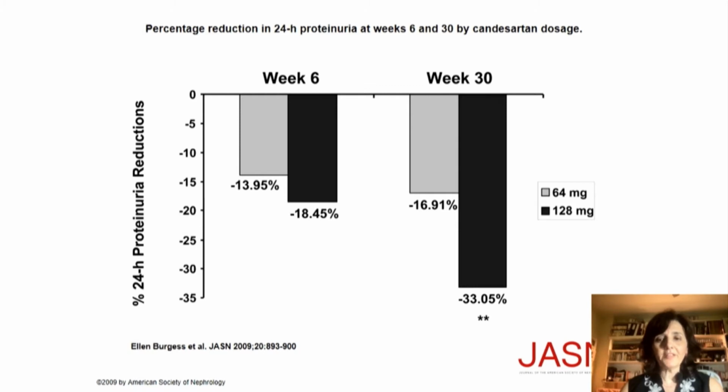After 30 weeks, the maximal dose of candesartan, 128 mg per day, achieved an additional decrease in proteinuria of 33%. Reductions in blood pressure were not different across the 3 treatment groups, although elevated serum potassium levels, higher than 5.5 milliequivalents per liter, led to an early withdrawal of 11 patients. But this study provides evidence on reduction in proteinuria, but not on kidney progression.